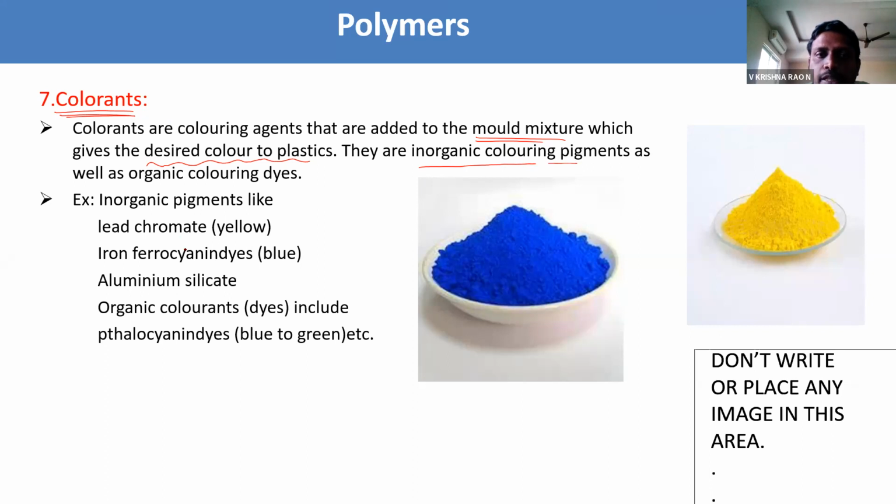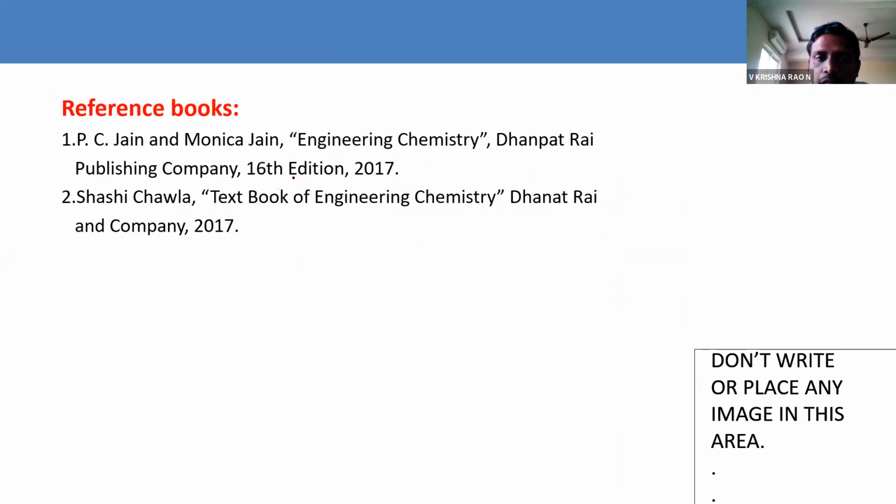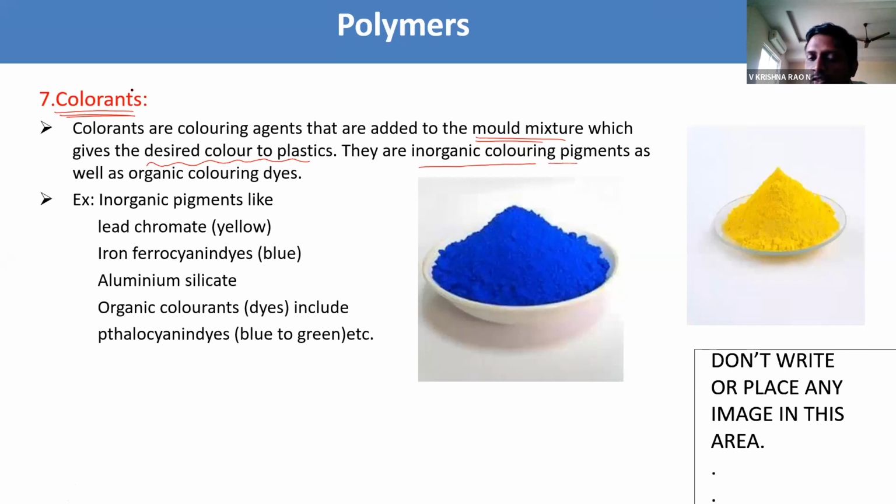These are of two types: inorganic coloring pigments, and organic coloring dyes or pigments. Examples of inorganic pigments are lead chromate, which is yellow in color, iron ferrocyanide, which is blue in color, and aluminum silicate.